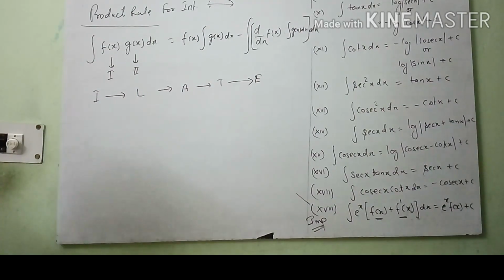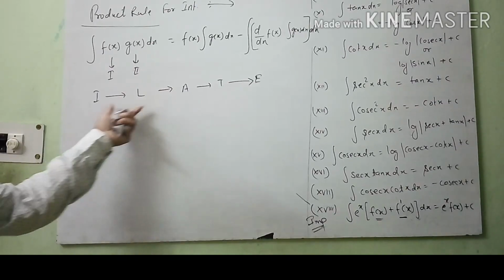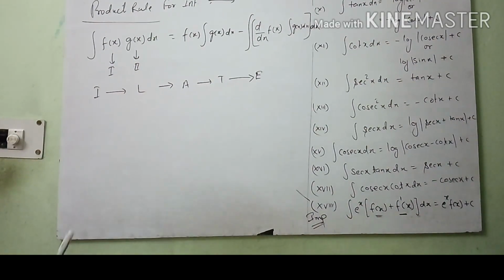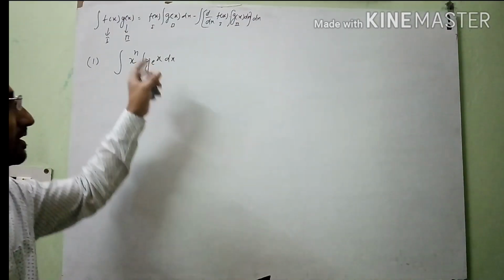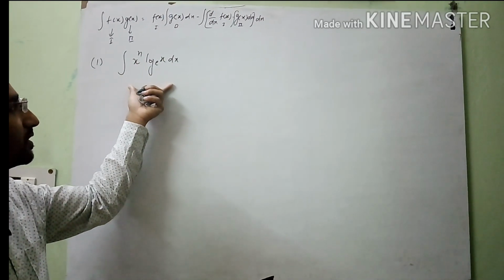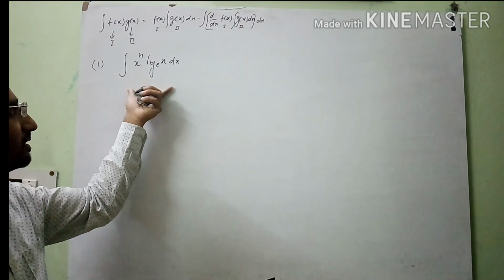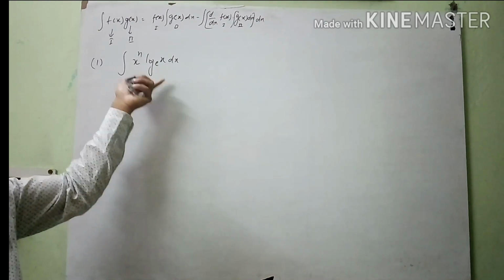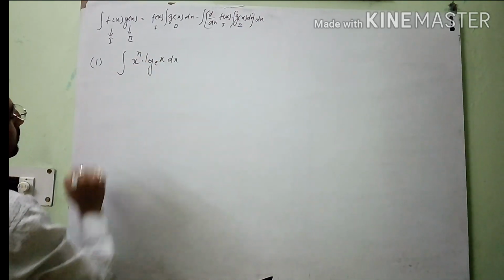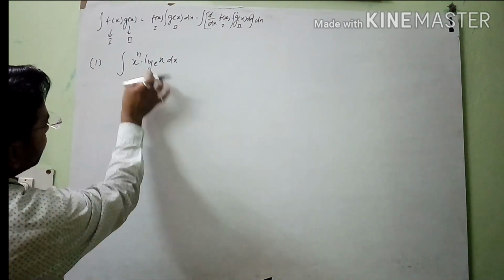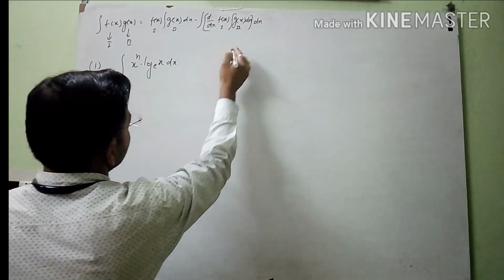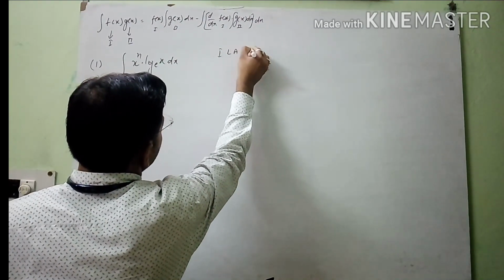See how we will solve this with the use of the ILATE formula, inverse, log, algebraic, trigonometric and exponential function, one by one. See here, I have written the product rule. On the basis of this product rule, I will show you a simple integration. See how we will solve this type of problem. When we have two functions multiplied under the same integration symbol, then we will solve this type of question with the help of the ILATE formula.